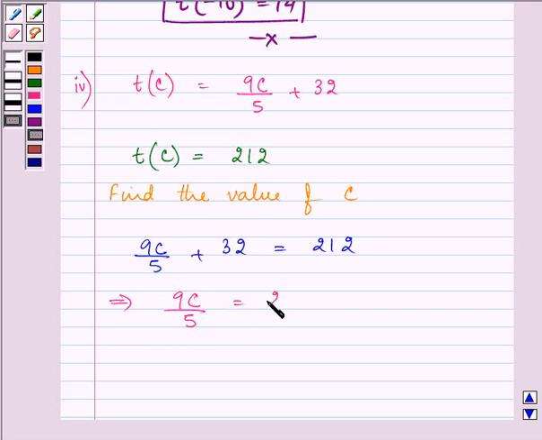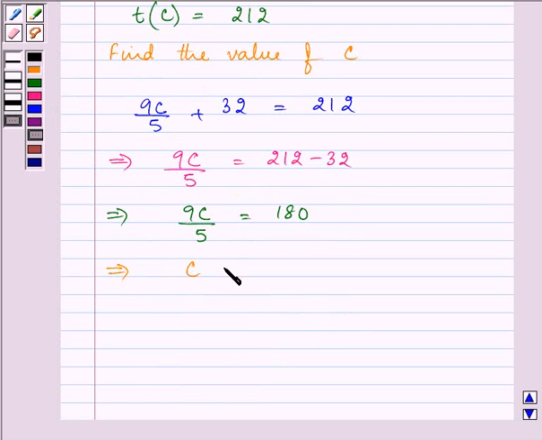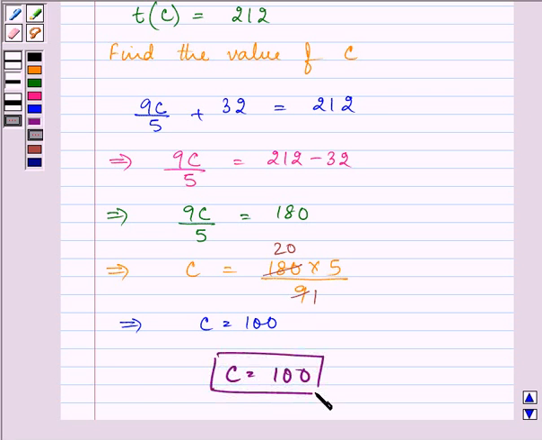So let's just proceed on. This is mere simplification what I am doing over here. Now, in order to find out the value of C, we'll multiply 180 by 5 and divide it by 9. Let us simplify it. And we have the value of C as 100. That is, after simplification, that becomes the answer to our fourth and final part.